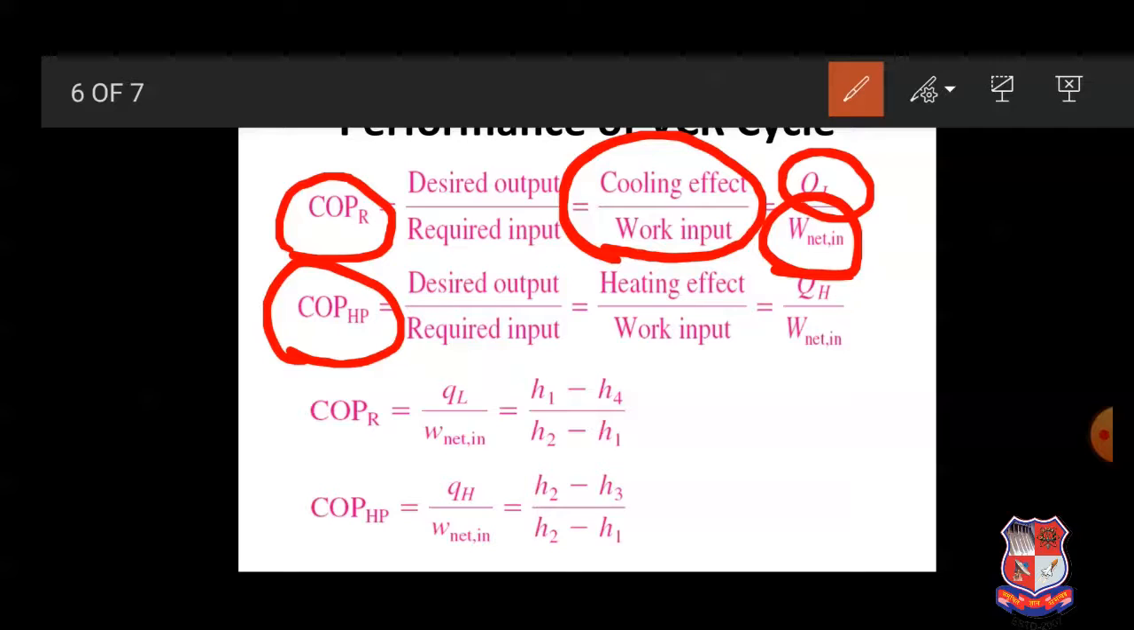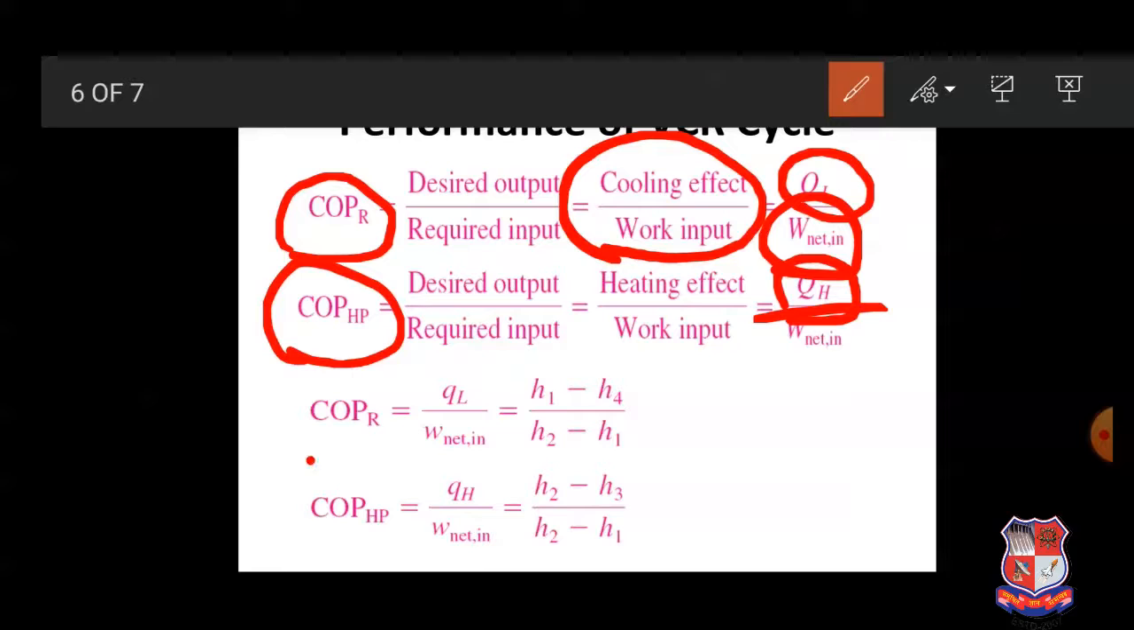If we consider the COP for the heat pump, the efficiency or COP equation is the heating effect divided by the required compressor work. So at that time you consider QH divided by W net. Why do we consider QH? The heating effect is produced at the condenser side, and the condenser side is the higher side. So at that time you consider the heat rejected at the higher side, QH, divided by the required compressor work.